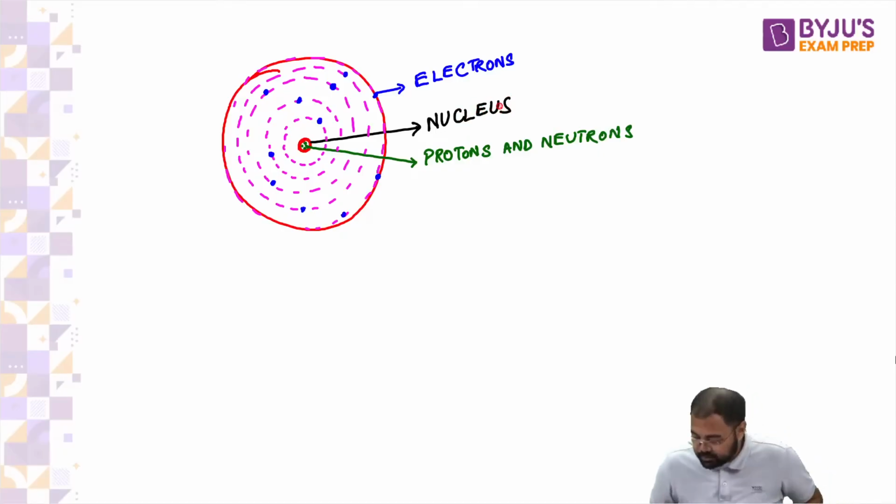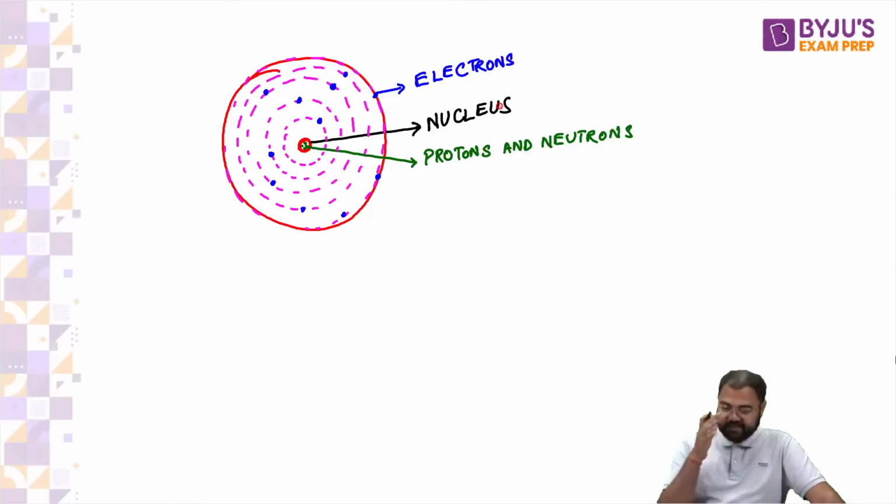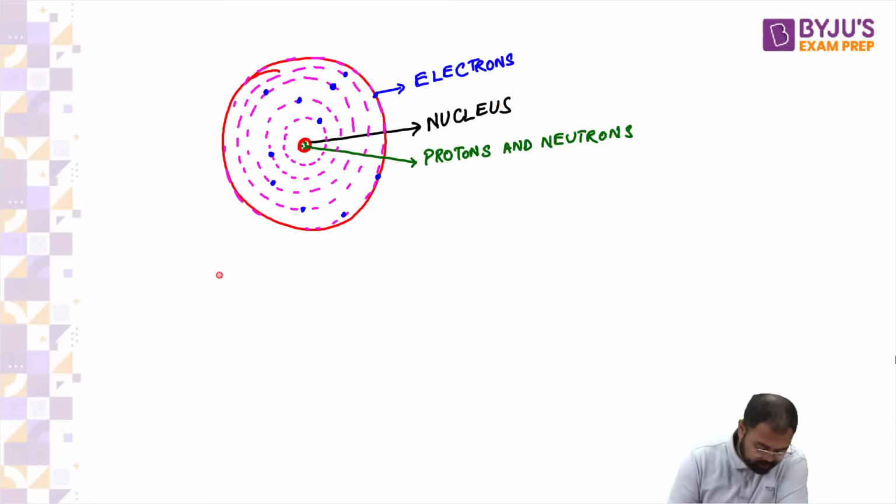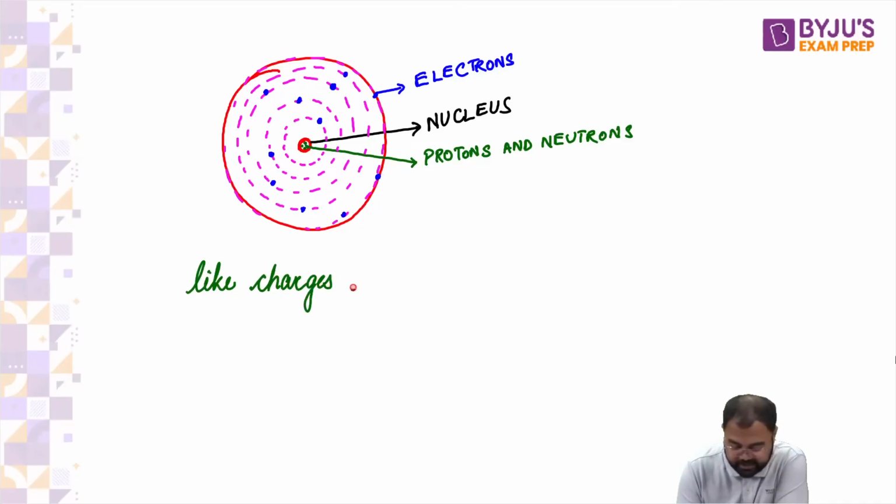All right. Now when we are talking about the nucleus, basically what we are saying is that this nucleus has protons and neutrons. Protons are positively charged, correct? And you might know this, something that is taught a lot in your lower classes, that like charges repel and unlike charges attract.